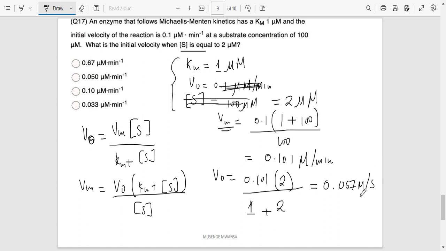Now, do we have such a value here? I said this is supposed to be in molar per second, but not really, because these units are in micro. So it is supposed to be in micromolar per second. This is not the same as 0.067. That is 0.67. So if I rounded off this one, this would be 0.1 micromolar per second. So the answer I would pick is this one.